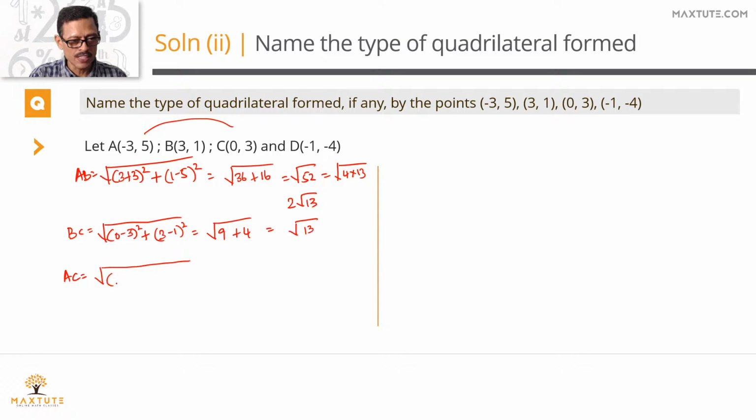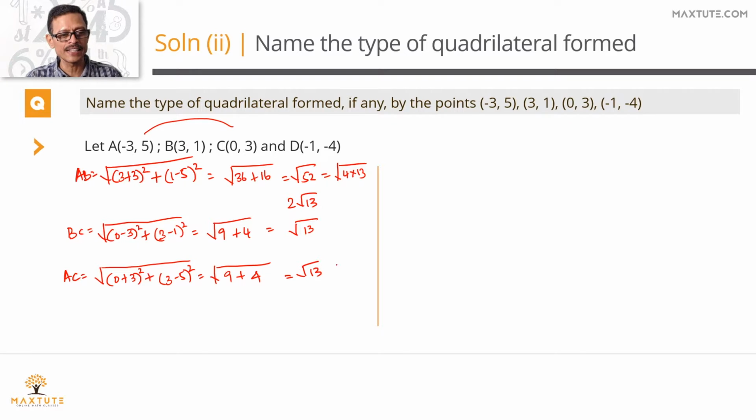x2 minus x1 is 0 minus of minus 3, which is 0 plus 3, the whole square. y2 minus y1 is 3 minus 5, the whole square. 0 plus 3 is 3. 3 square is equal to 9. 3 minus 5 is minus 2. Square of minus 2 is 4. So this is equal to root 13.